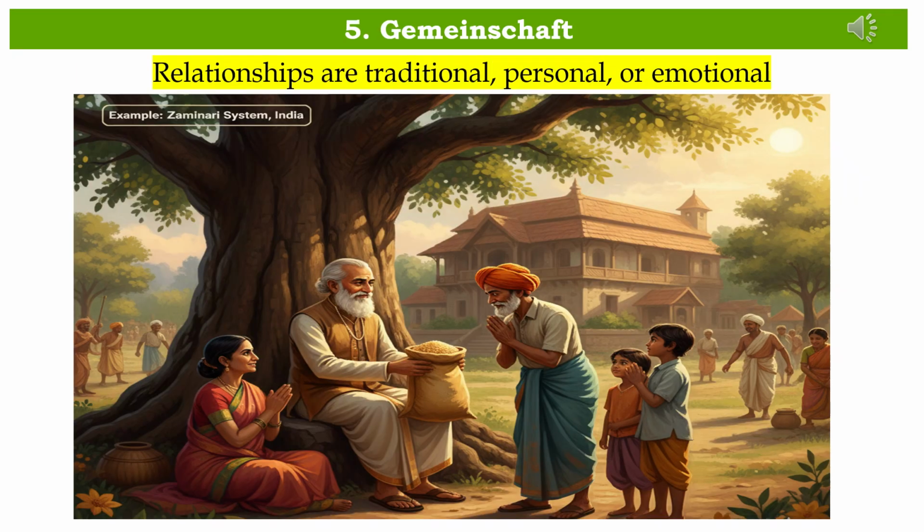Gemeinschaft. The term Gemeinschaft was coined by Ferdinand Tönnies, a German sociologist. Gemeinschaft refers to a society where most relationships are traditional, personal or emotional. Example: in the old zamindari system of India, the landlord cared for the tenants' welfare and the tenants in turn fulfilled their obligations to the landlord. The individuals in the Gemeinschaft society are united by feelings or sentiments.